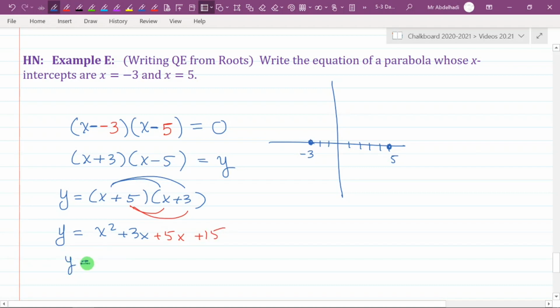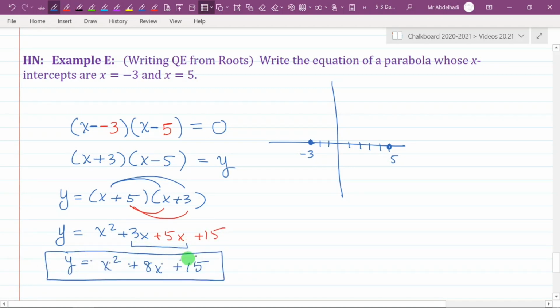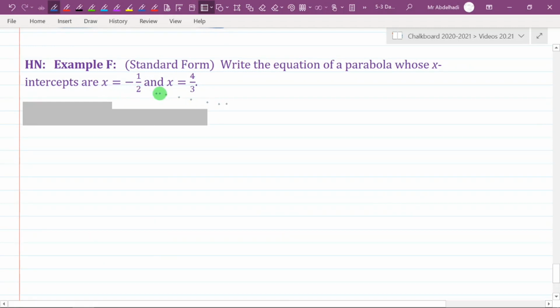We combine the 2 middle terms, those are the only like terms here, and that is the equation of a parabola, not necessarily the only parabola, that would go through both of those points. So we have x equals -1/2 and x equals 4/3. Okay, so let's say that's -1/2, and let's say that's positive 4/3. Same idea. What would be a parabola that would go through those 2 points?